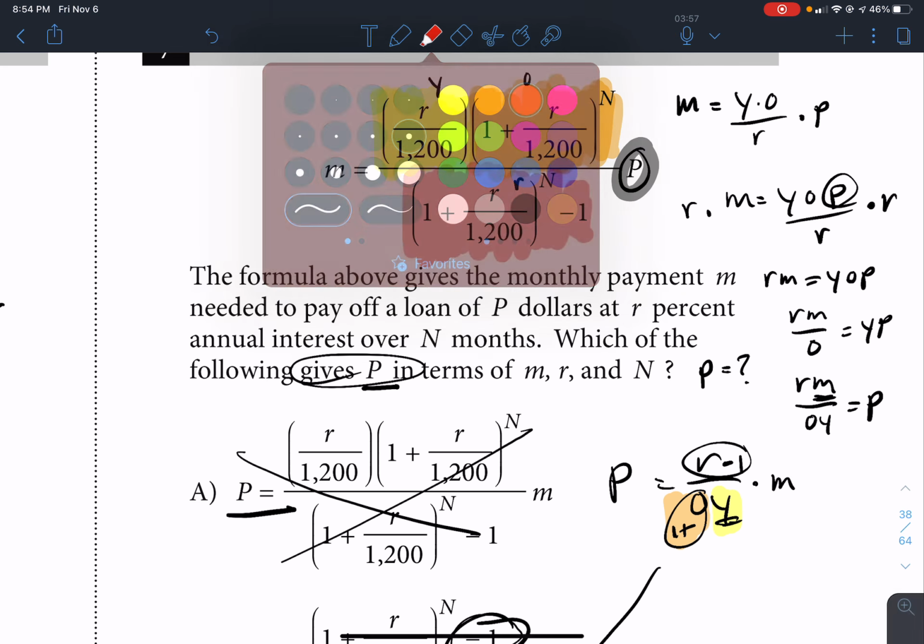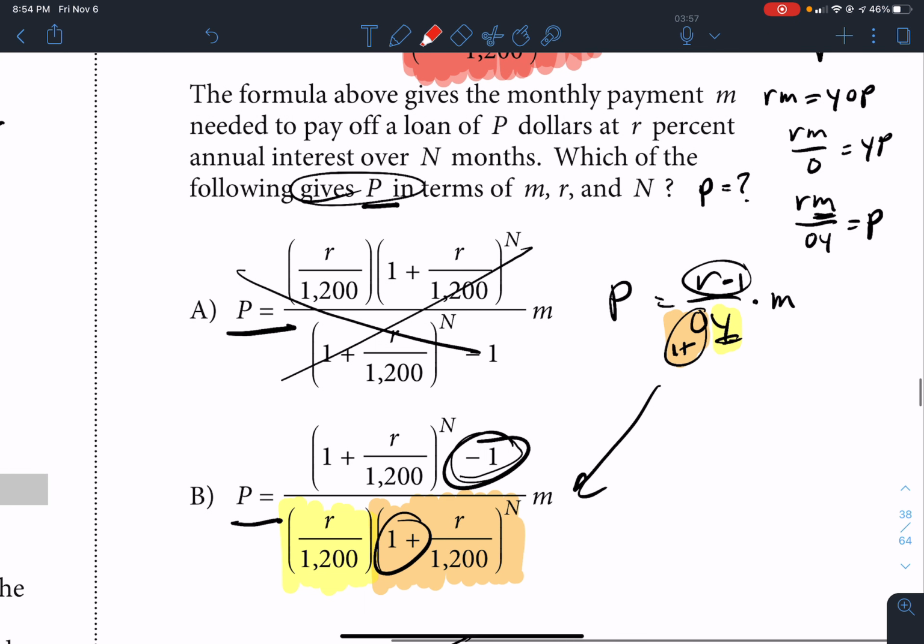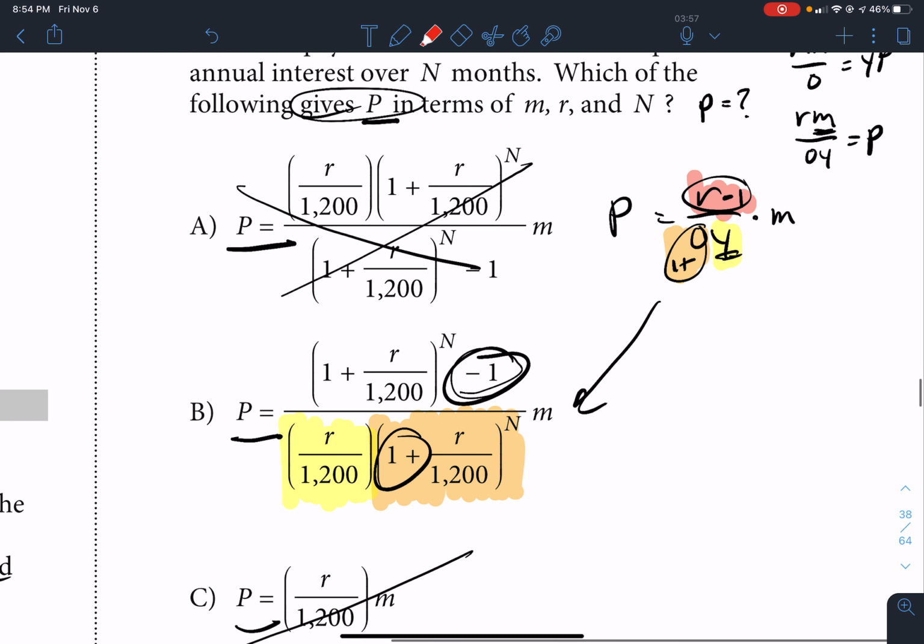And lastly, we have red. Red is that whole term -1. And we also have the M right there. There's our M. So P is equal to red over yellow, orange times M.